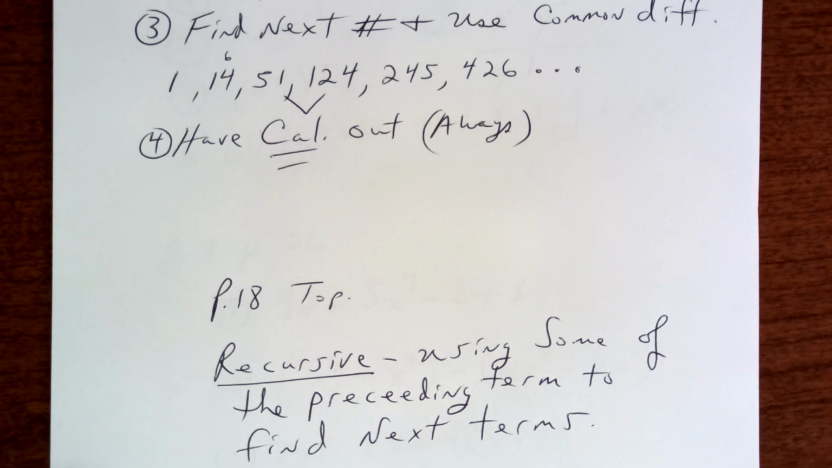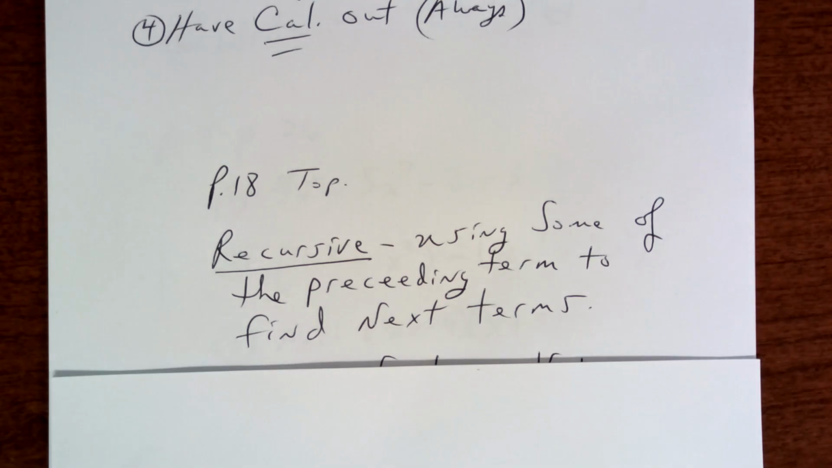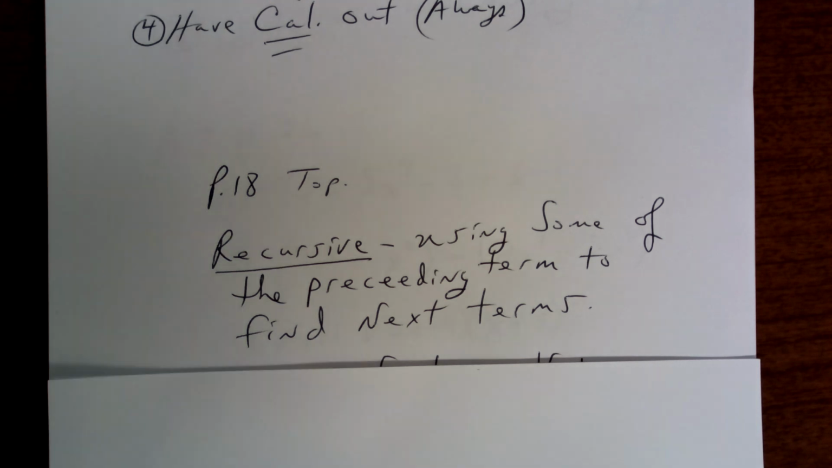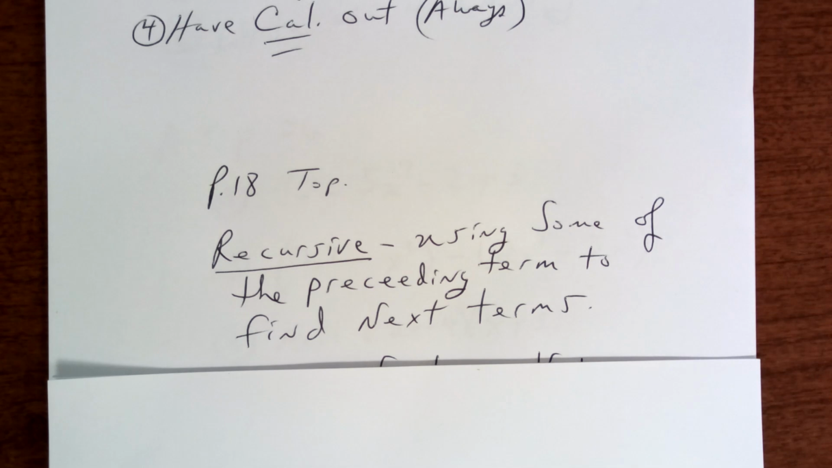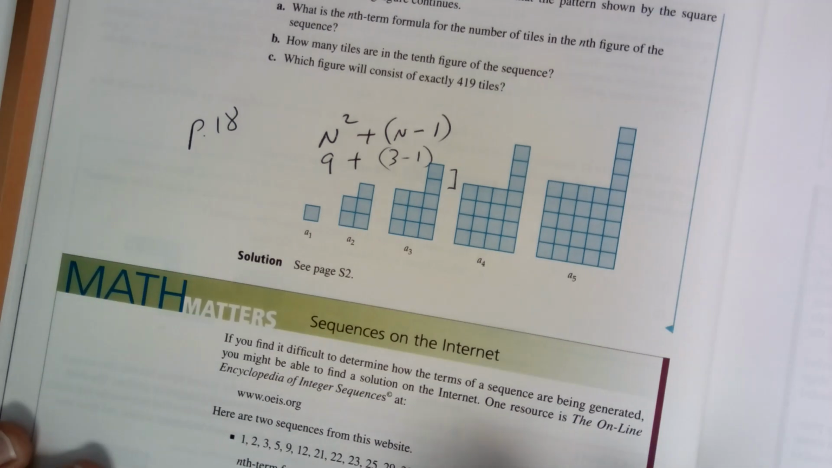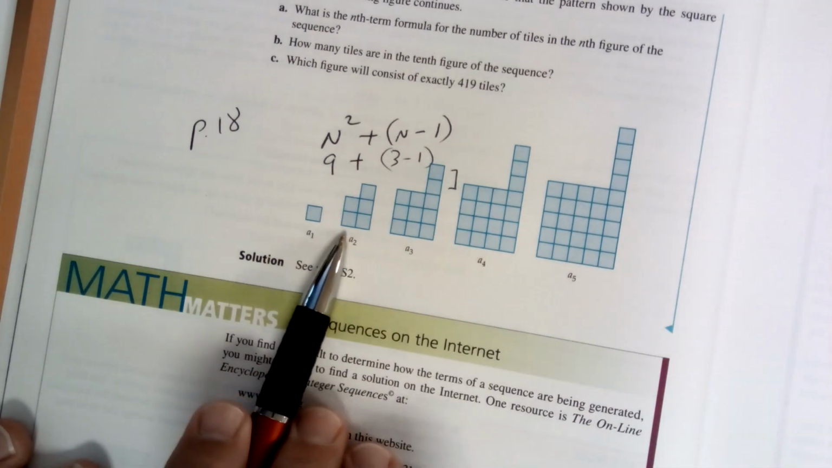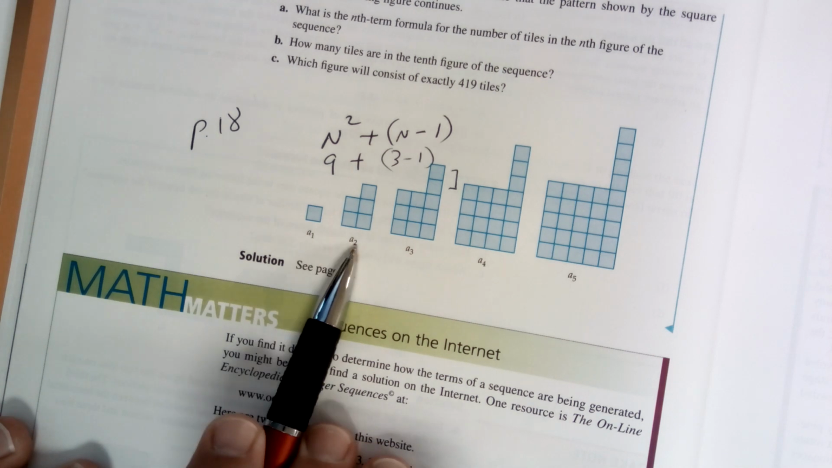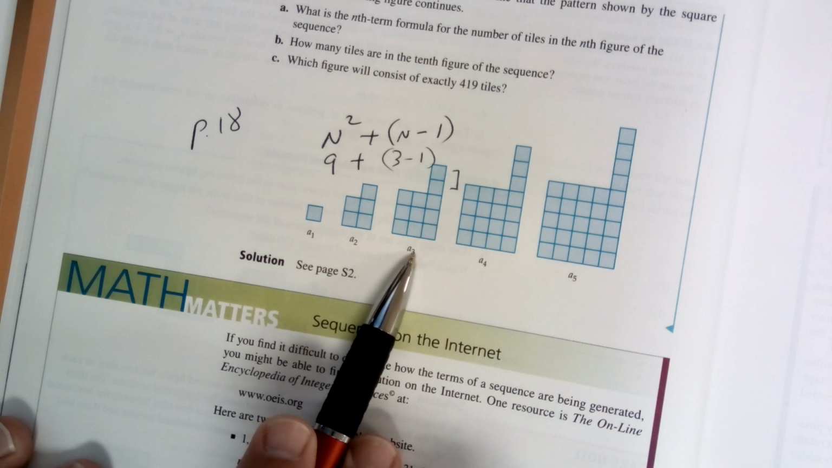Turn to page 18. Let's look at the top of that page there. So in your book, reach underneath, and let's go to page 18. Okay, now on page 18, we already talked about this one. You notice that it's a square. This is the first term, second term, so 2 squared is 4. Third term, 3 squared is 9.